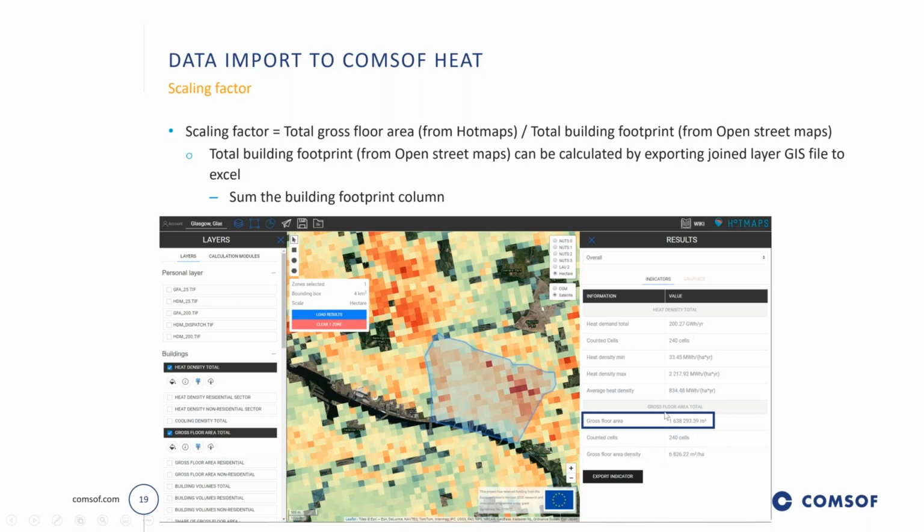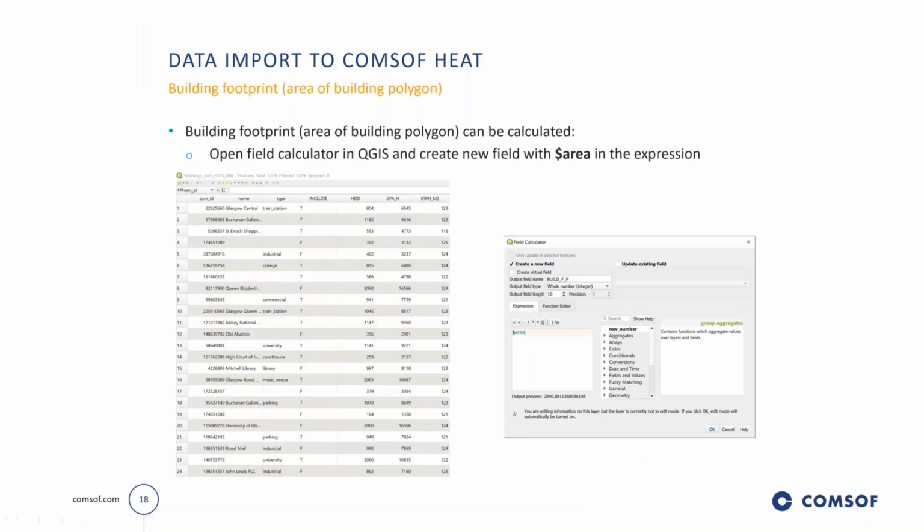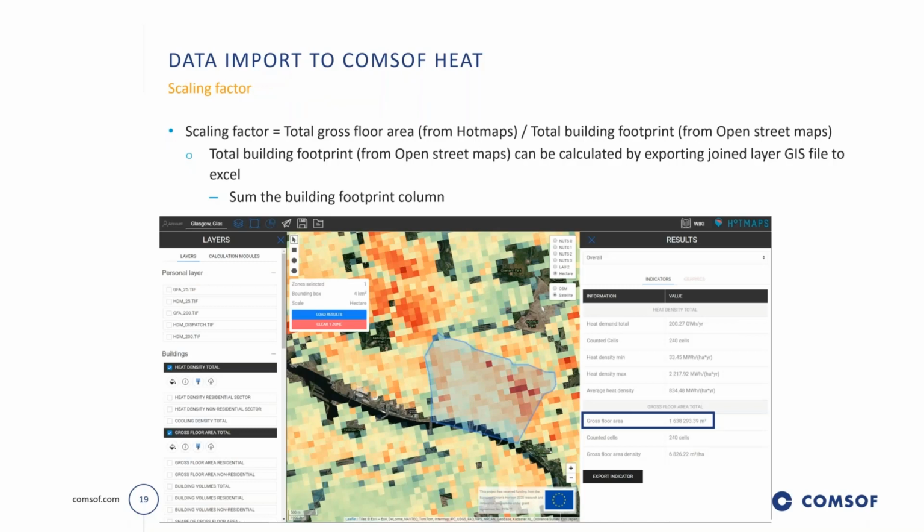Here you have a gross floor area which is approximately 1.6 million square meters. We can use this data as the total gross floor area from Hotmaps, and we already know the building footprint for each of the buildings. So we just have to sum all of the building footprints to get the total building footprint. Now we have the scaling factor.